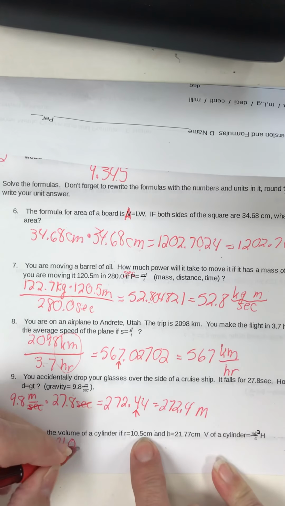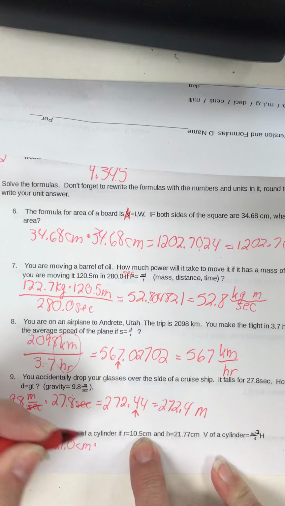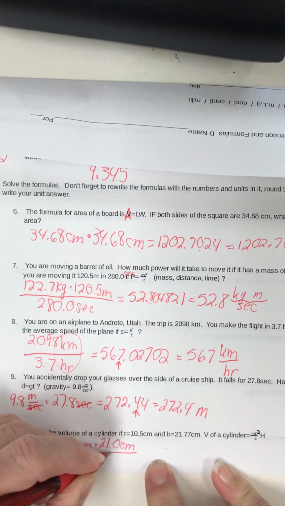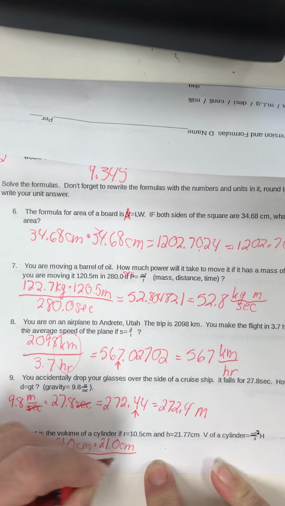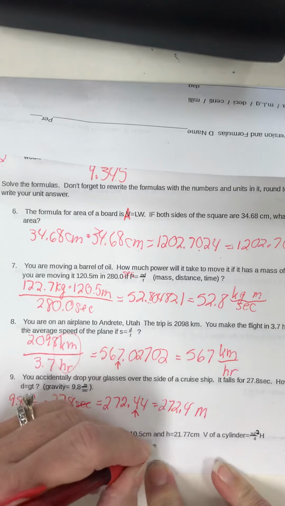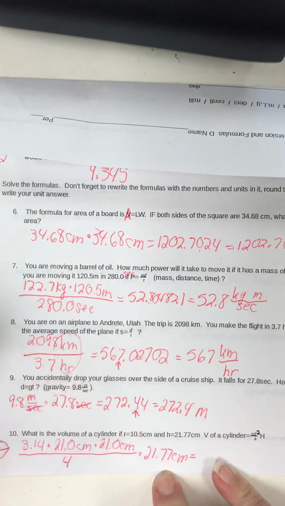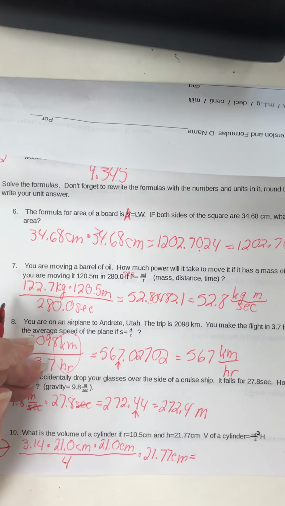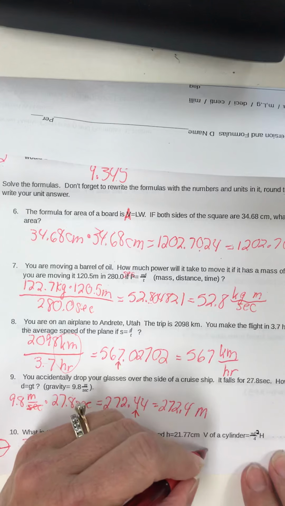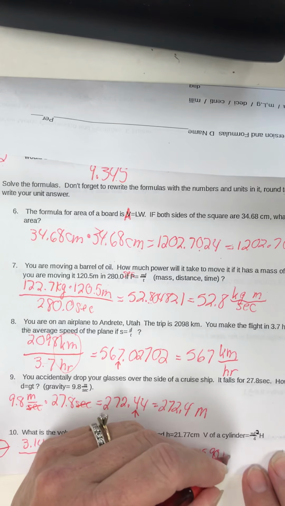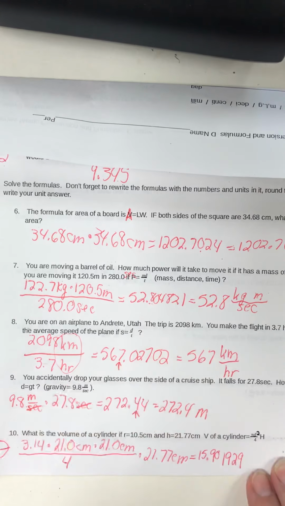So when you do that math, it'd be 21.0 centimeters divided by 4 times 21.77 centimeters. I put that in my calculator, and my answer is 15.901929.